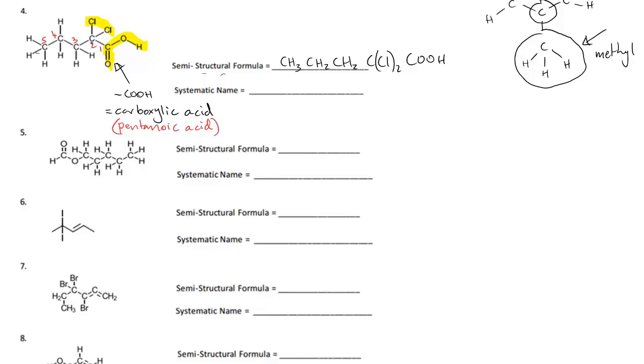So this is going to be called pentanoic acid, but of course you have 2 functional groups. And they're both on the same second carbon. So I guess you have to give the position of each. So 2, 2. And then you have to say dichloro and pentanoic acid. Okay, so that's how you would name the molecule.